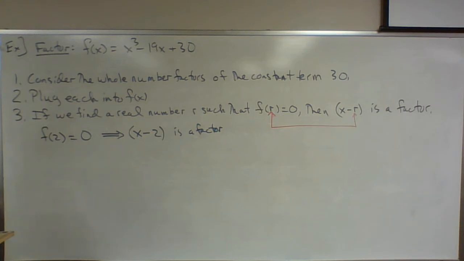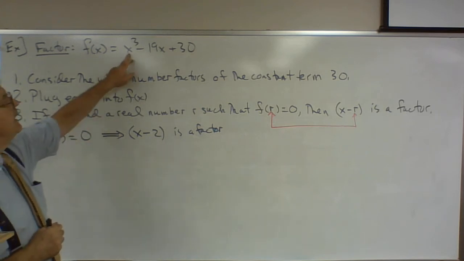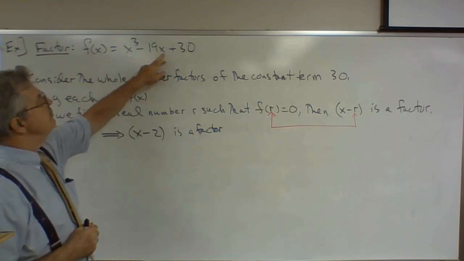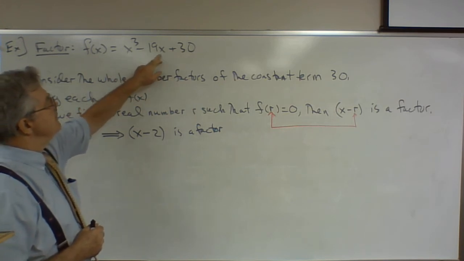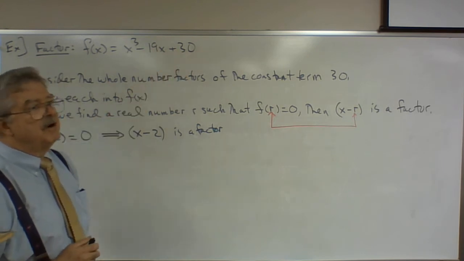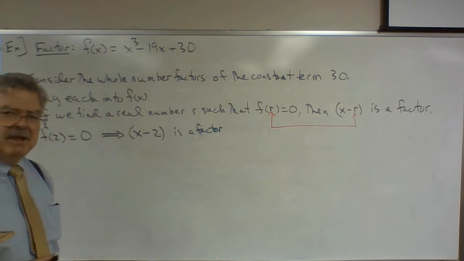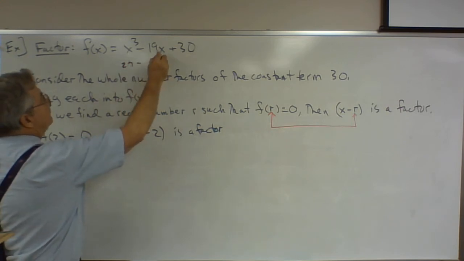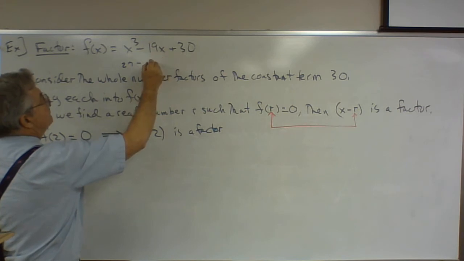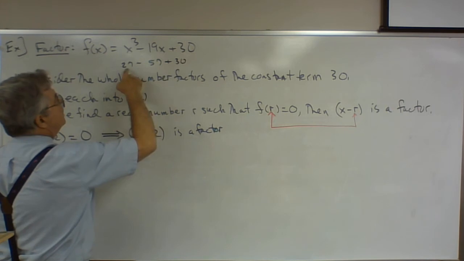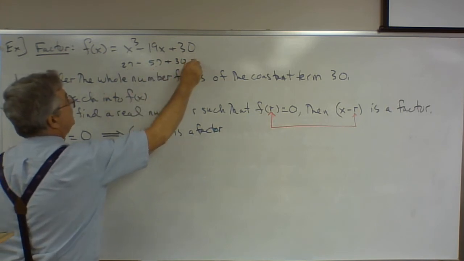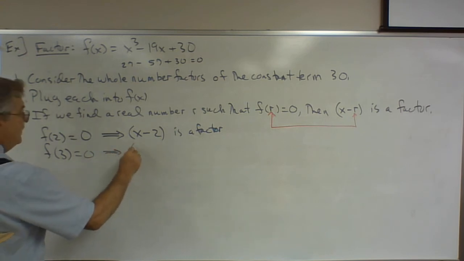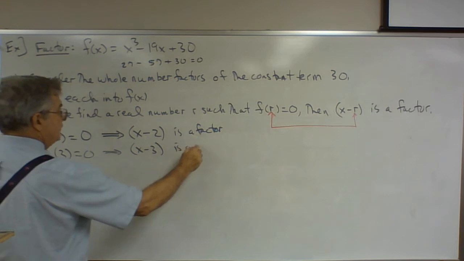But what would have happened if we had plugged in negative 2? Negative 2 cubed is negative 8. Negative 19 times negative 2 is plus 38. So negative 8 plus 38 is plus 30. Plus 30 is 60. Well, we don't get 0 if x is negative 2. What about x equal 3? 3 cubed is 27. 3 times 19, holy moly, negative 57. Plus 30, 27 plus 30 is 57, minus 57 is 0. F, when we plug in 3, we get 0. So that tells us that x minus 3 is a factor.